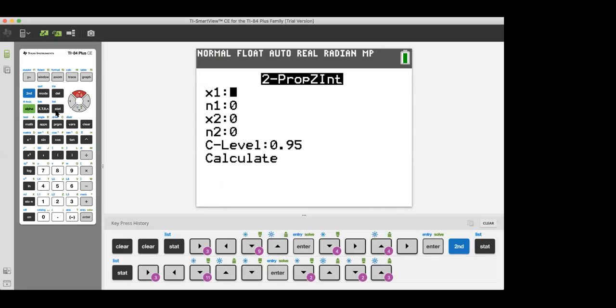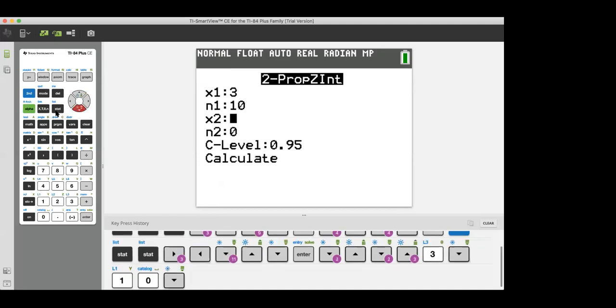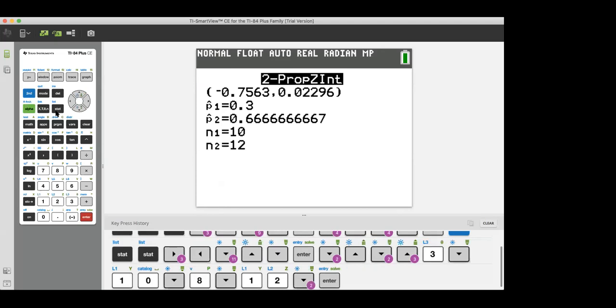Like if I was doing our example there, we had 3 out of 10 for our first. Second one we had 8 out of 12. And let's calculate it at the 95% interval. All right, there you go.